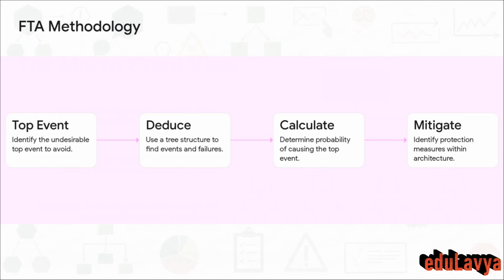The process builds a literal tree structure, very much like a detective deducing a complex sequence of events. First, you define that top event. Second, you deduce the contributing branches. Maybe it was a brake failure combined with a signaler error. Third, because we map this out with logical AND and OR gates, engineers can actually calculate the mathematical probability of this specific disaster occurring based on the failure rates of the branches below. Finally, Step 4, we implement protection measures to sever those branches and prevent that fatal combination of faults.